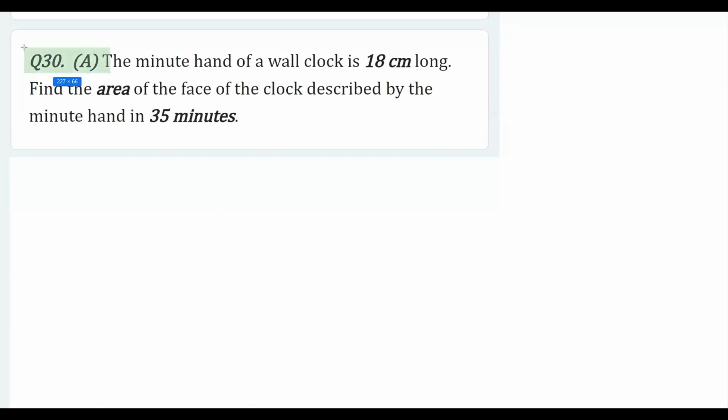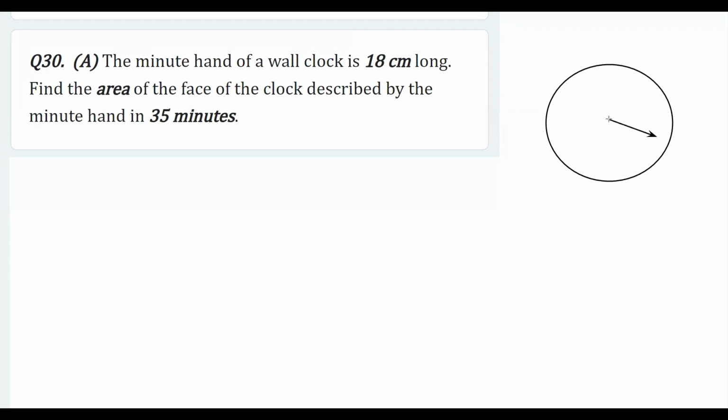Now in question number 30 from the chapter Areas Related to Circles, it says that a minute hand of a wall clock is 18 centimeter long. Find the area of the face of the clock described by the minute hand in 30 minutes. So let's say I make a clock here, which is not necessary for the student to make in the exam. I'm doing so to understand this.